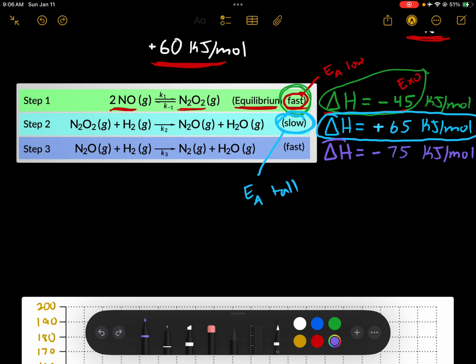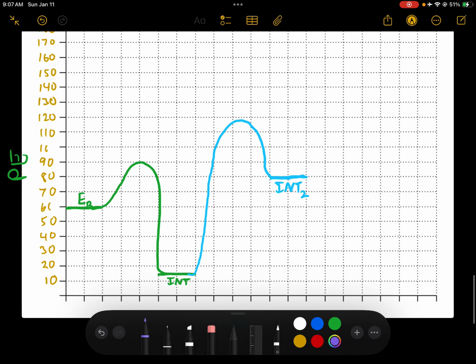Step 3 says it's a fast step as well, which means it shouldn't have a very tall hill. Our delta H value here is negative 75, so that means it should be an exothermic step and we should be losing energy over time. So 80 minus 75, and I know it's 80 minus 75 because we're up here at 80 for intermediate 2. I'm going to go all the way down to 5 for the end of this reaction. Again, I'm not going to make my hill very tall because it's a fast step, and I'm going to go all the way down to my products.